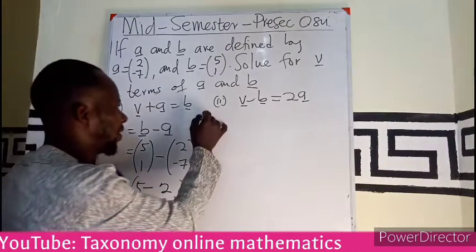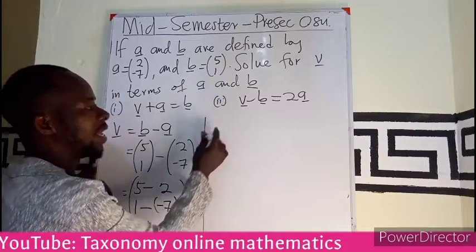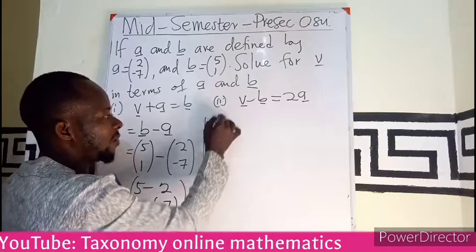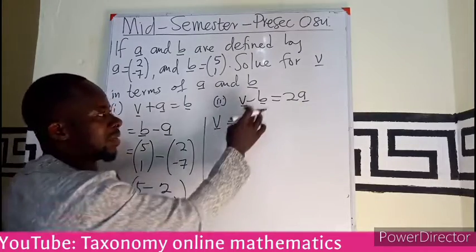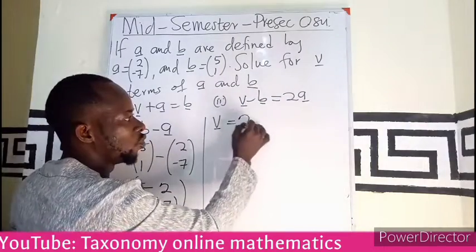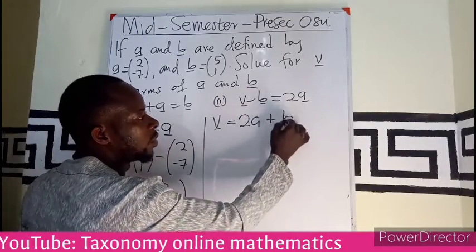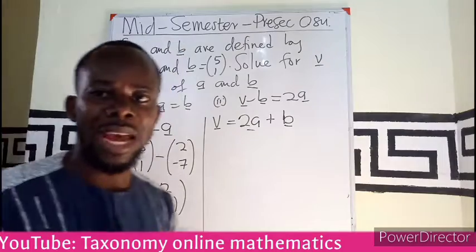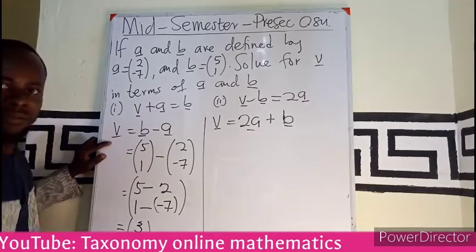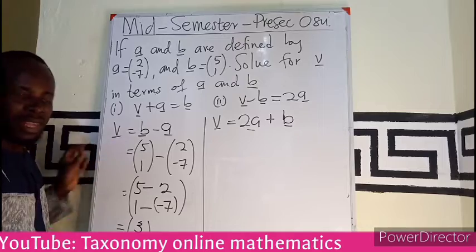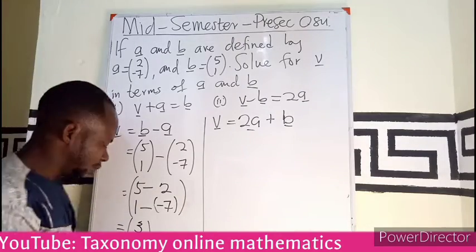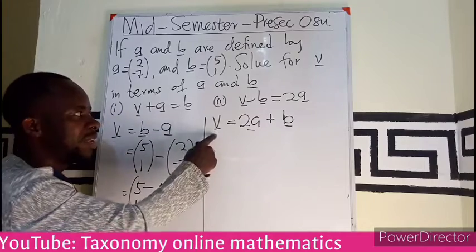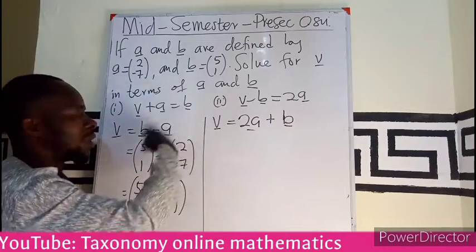Alright. Now let's take the second one, which says V minus B equals 2A. We can still make our vector V the subject by adding B to both sides. So I have 2A plus B. Now one mistake we try doing is that because we have seen the value of vector V, a lot of us have moved these (3, 8) into the position of V. No, we are finding V in terms of A and B in each of the questions.